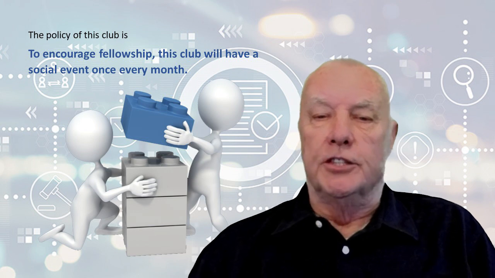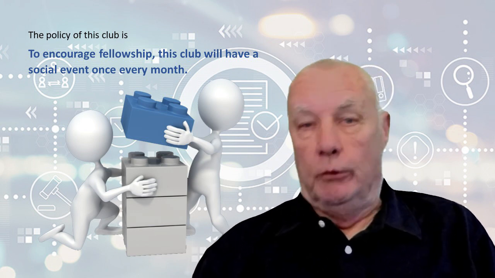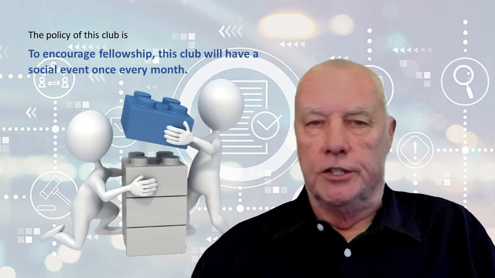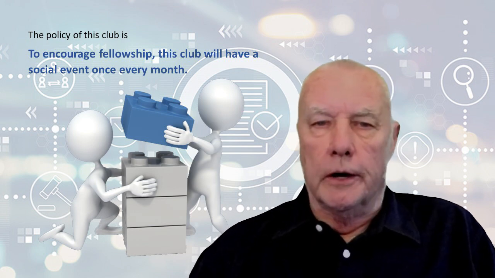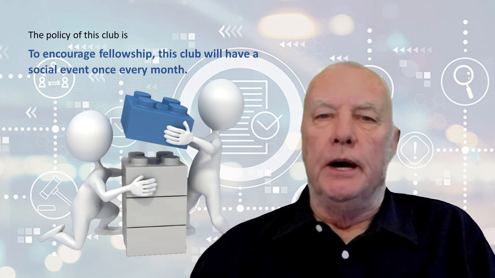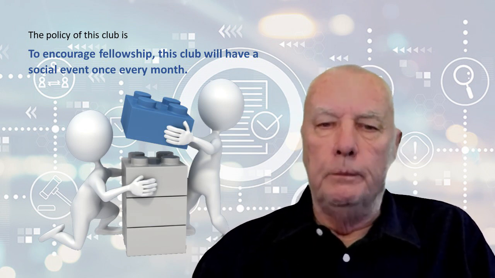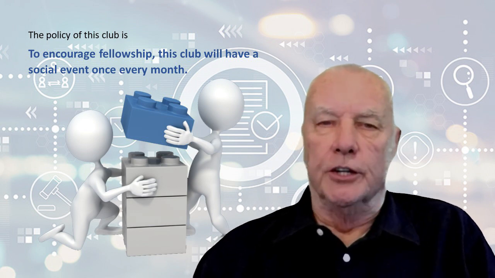This club will have a social event once a month. Now, you don't have to do it once a month. It could be once a year, once a week, once a quarter. But it's just an expectation that, to develop fellowship, this club will have a social event.